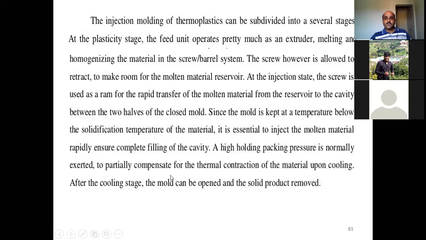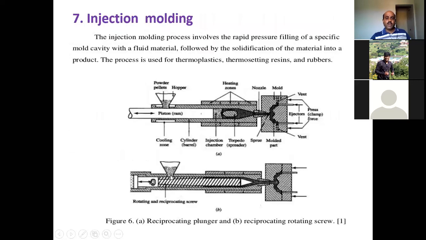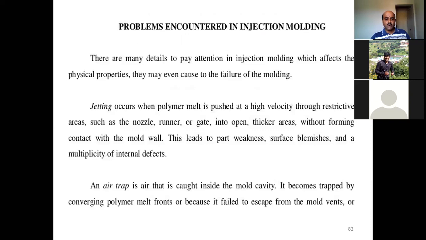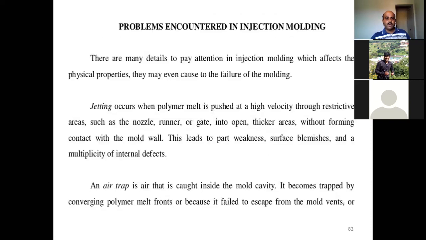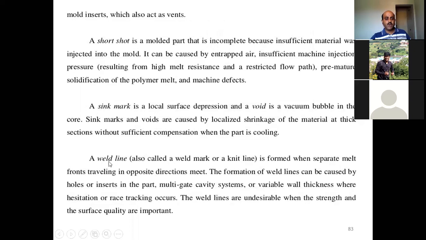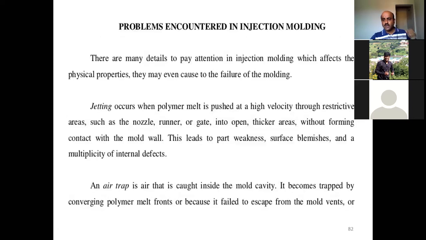So this is regarding injection molding. We have some more problems encountered in injection molding. I think my time is running out, so I just quickly list some: jetting, air trap, short shot, sink mark, and weld line. These will be put in the Google Classroom, so you can refer to them. And in the afternoon we will have a class, where we will discuss these things.